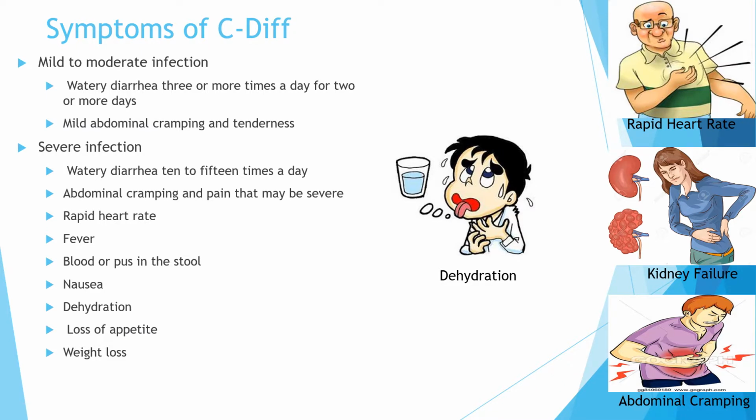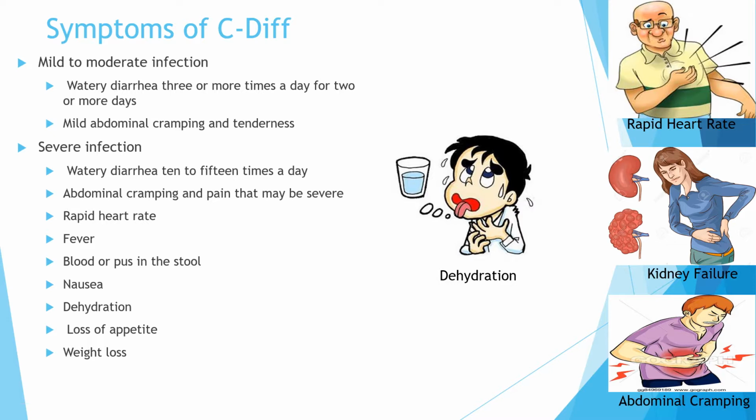This next slide shows all the different symptoms of C. diff. There are many symptoms of C. diff. You can have mild to moderate infection, where those symptoms include watery diarrhea 3 or more times a day for 2 or more days, and mild abdominal cramping and tenderness.